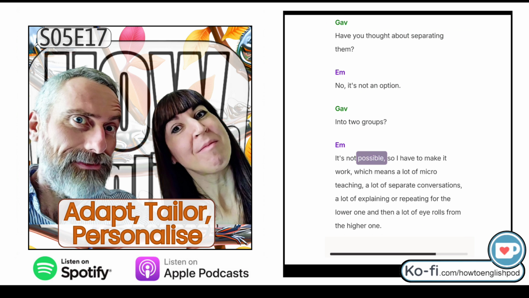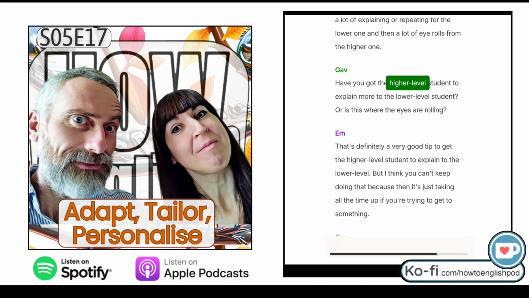It's not possible, so I have to make it work, which means a lot of micro teaching, a lot of separate conversations, a lot of explaining or repeating for the lower one, and then a lot of eye rolls from the higher one. Have you got the higher level student to explain more to the lower level student, or is this where the eyes are rolling?